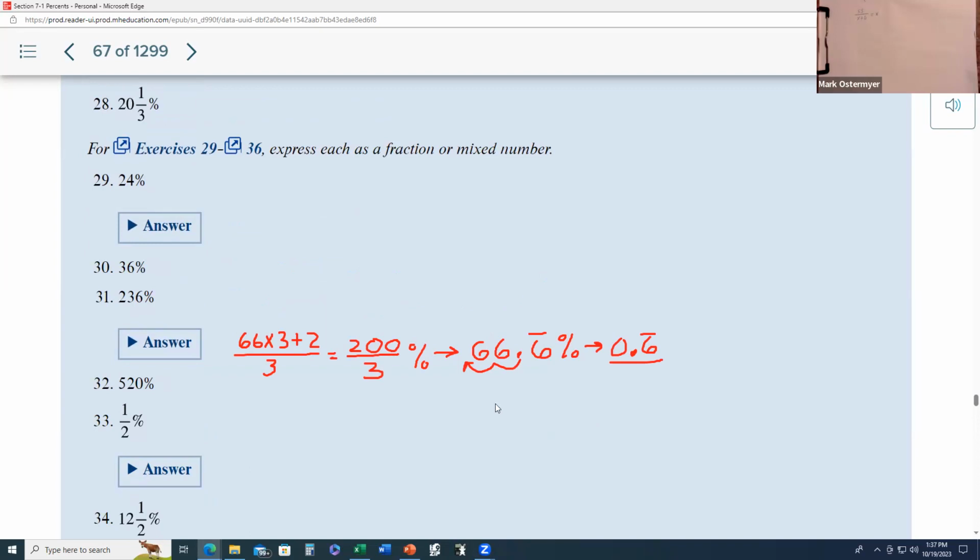All right, try 33. 0.5% would be what as an ordinary decimal? 0.5%. Convert that to a decimal.